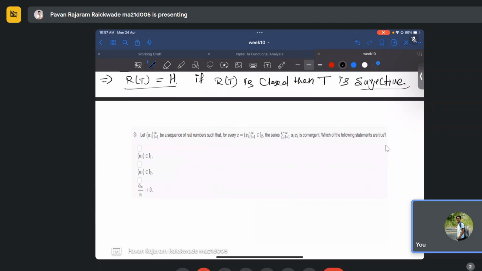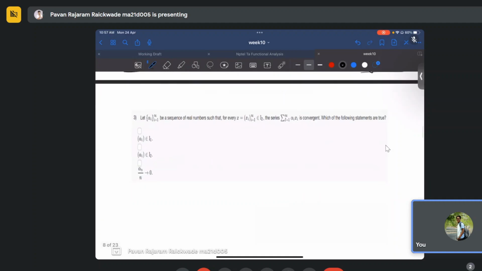Let a_i be a sequence of real numbers such that for every x in L2, the series summation of alpha_i x_i is convergent. Which of the following statements are true? Okay, alpha belongs to L1.